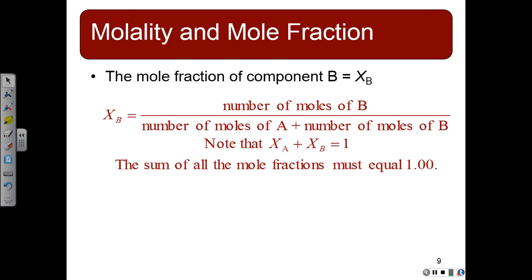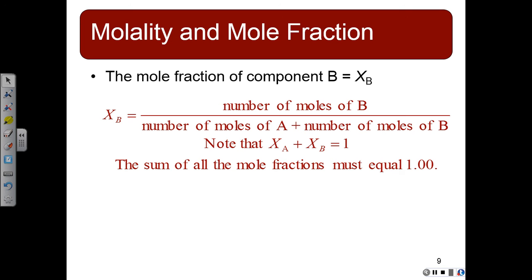Okay, if you want to look for the mole fraction of B, so let's say B was the water, then you would put the moles of the water. So whatever you're looking for, you need to put that on top in the numerator. So you'd have the moles of the water divided by the total moles in the solution, which should be the same for A and B.